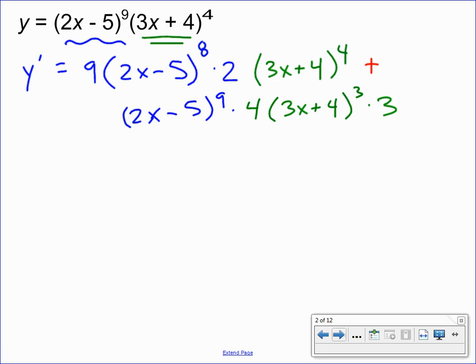And now how do we do? So we've got the 9, we've got the 2. Take a look at yours. Plus we've got a 4 here and the 3 here. Are we good? Okay, let's go ahead and simplify now so we can set this expression y prime equal to 0 and solve more easily.